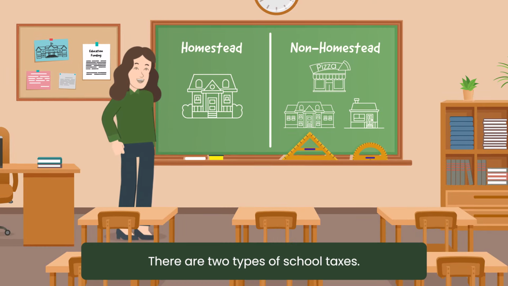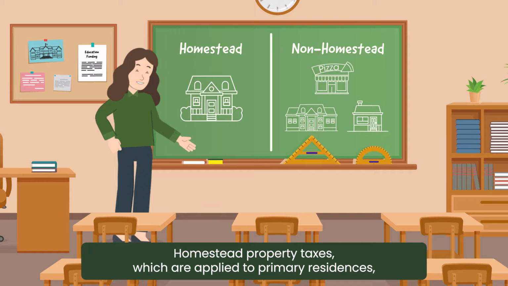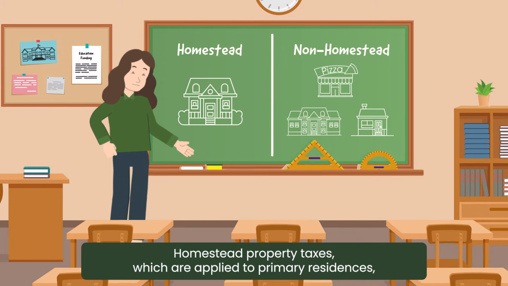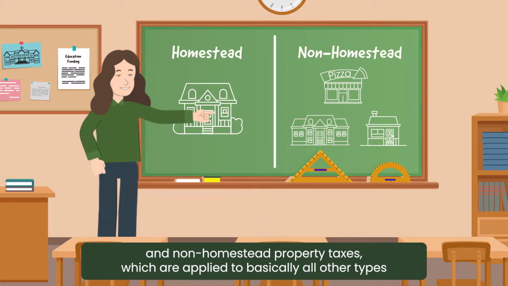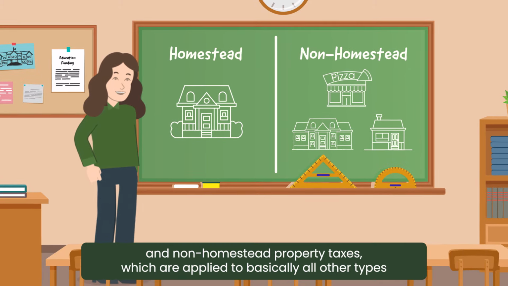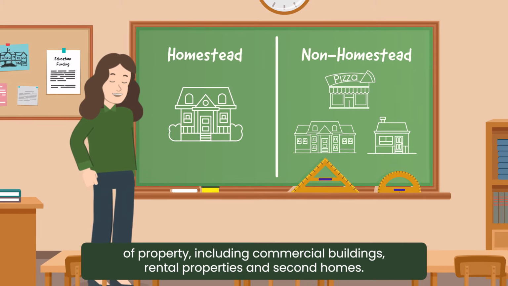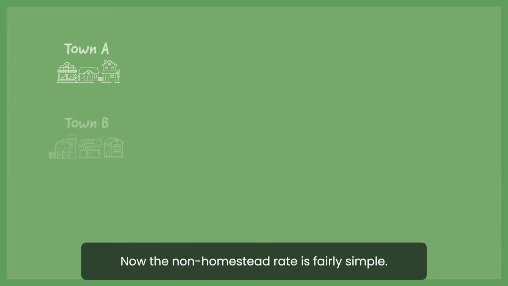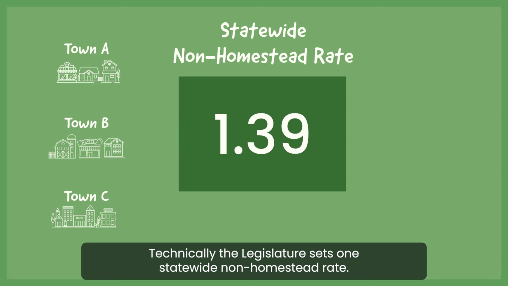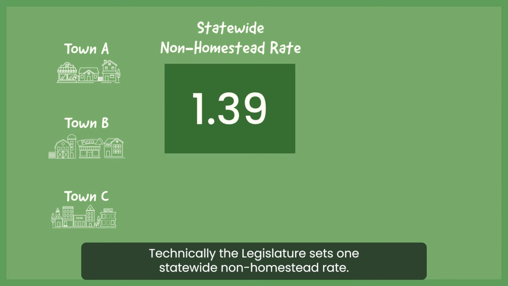There are two types of school taxes: homestead property taxes, which are applied to primary residences, and non-homestead property taxes, which are applied to basically all other types of property, including commercial buildings, rental properties, and second homes. Now, the non-homestead rate is fairly simple. Technically, the legislature sets one statewide non-homestead rate.